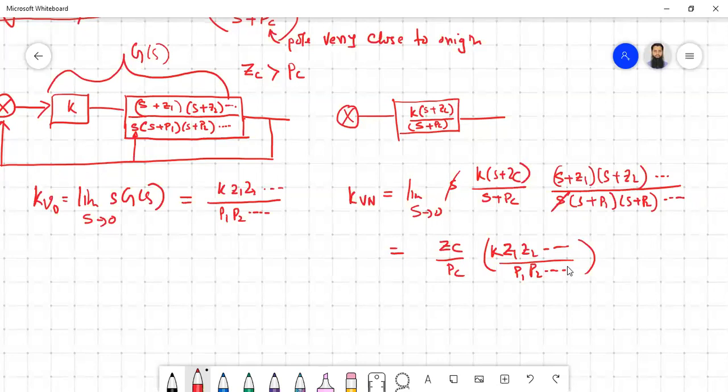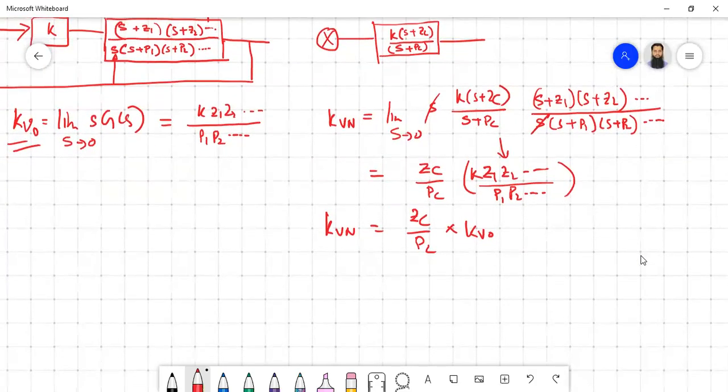Okay, so this is, as you can see, nothing but the previous one. So what you can see is that Kv new is going to be ZC by PC times Kv old, the uncompensated one. So Kv new divided by Kv old is ZC by PC.